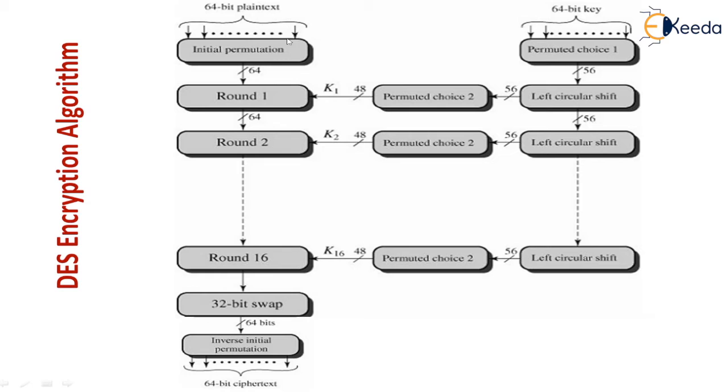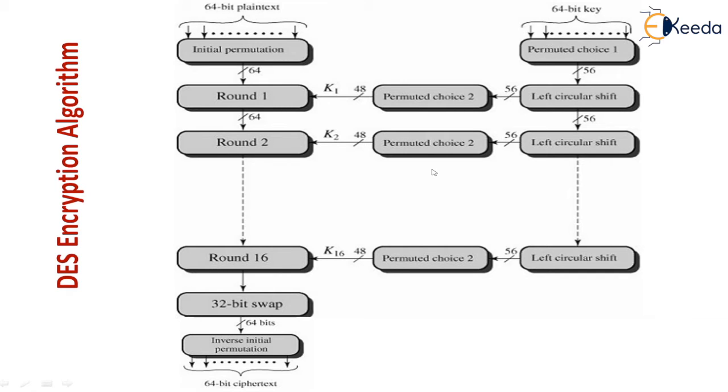A 64-bit plain text is given as an input to the initial permutation. It produces a 64-bit output, which goes to rounds 1 to 16. So there are 16 rounds in the DES algorithm. Later on, a 32-bit swap is performed to produce a 64-bit output. And the last stage is the inverse initial permutation, which produces the 64-bit cipher output. That means 64-bit ciphertext and 64-bit plain text.